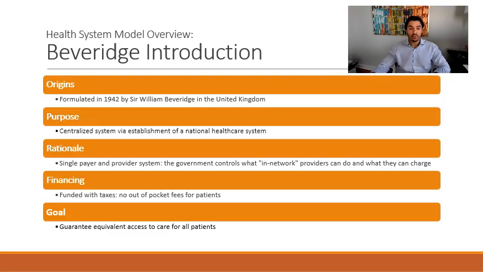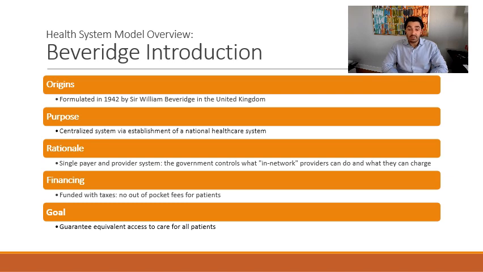The Beveridge report was written in 1946 and led to the creation of the Beveridge healthcare model. The Beveridge system operates as a single-payer, single-provider system in which the government controls what services and compensation healthcare providers deliver and receive. The system is funded by taxation of the general public, and patients are not charged out-of-pocket fees as healthcare is deemed a basic human right.